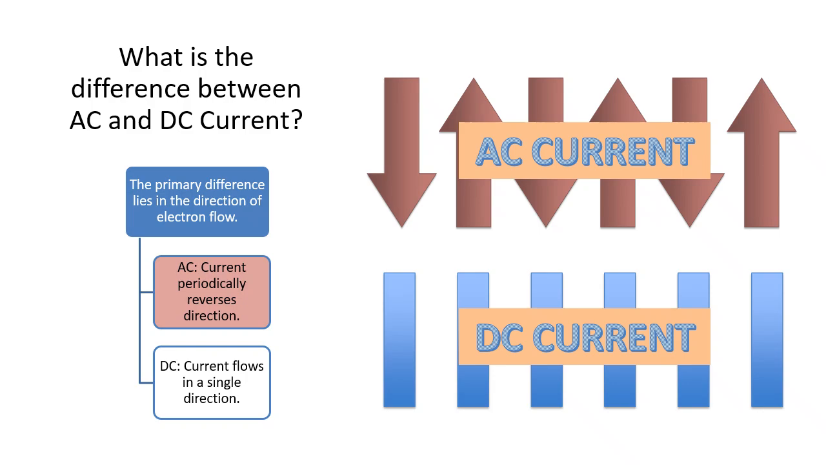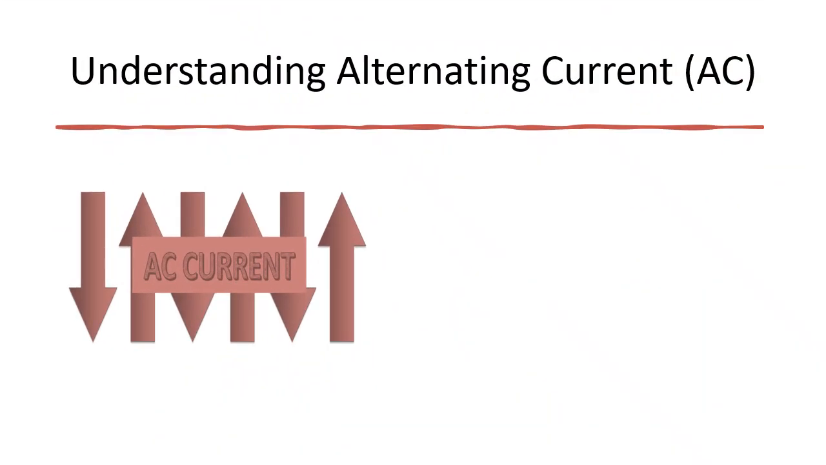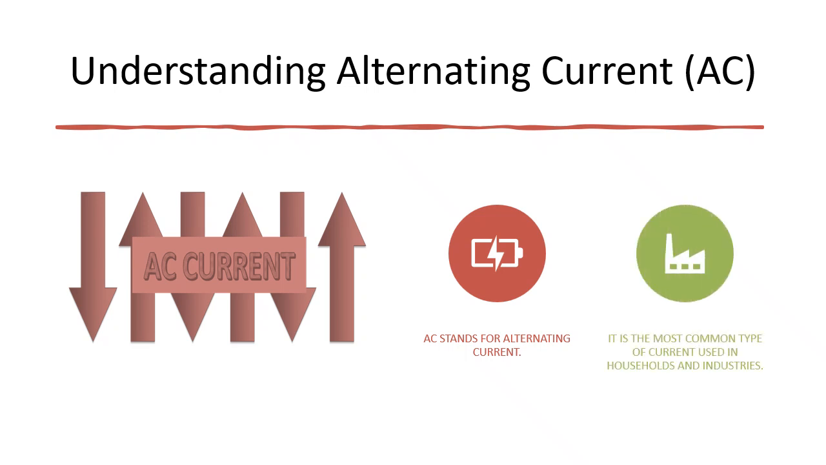Understanding alternating current, AC. Alternating current, or AC, is the most common form of electricity used around the world. It powers our homes, workplaces, and industries.